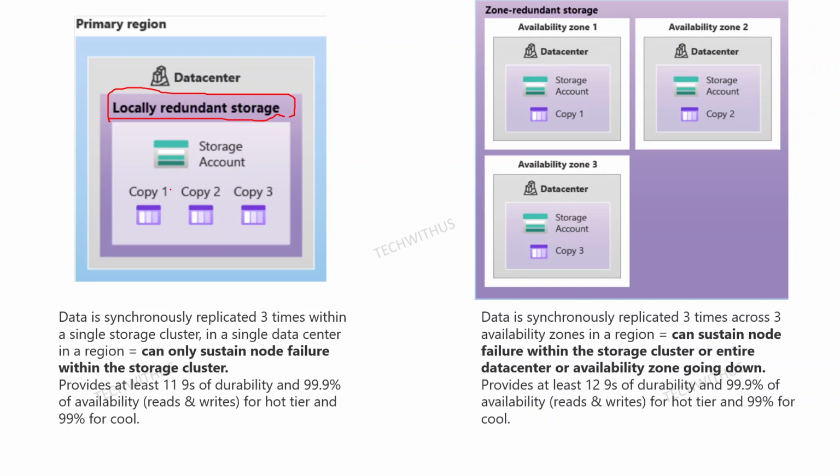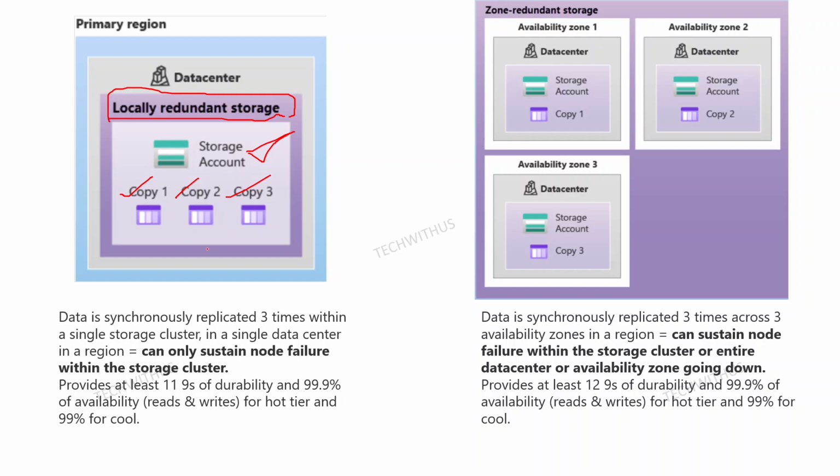If you consider LRS, let's say you are uploading your photo. Based on the storage account you have created, if you created a storage account with the LRS strategy, then in the same data center your copy will be uploaded 3 times. So it will be replicated 3 times, placed in 3 different places in the same data center.